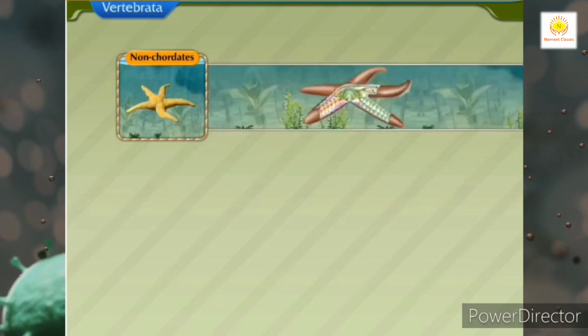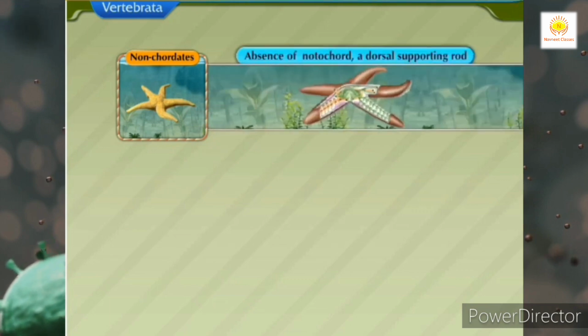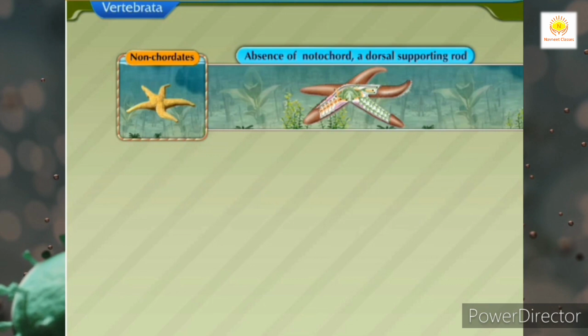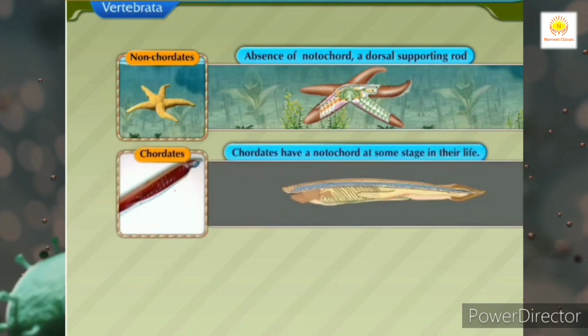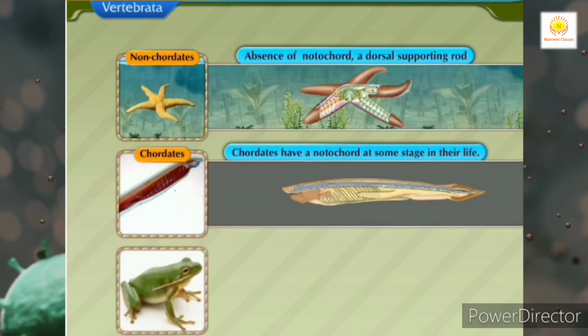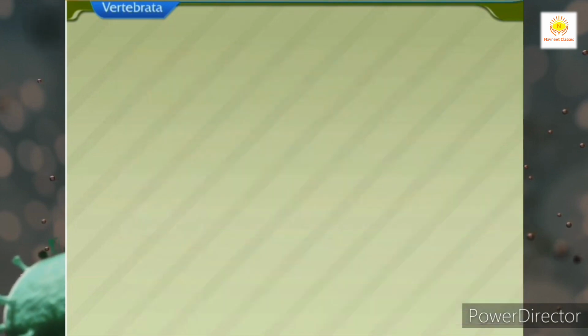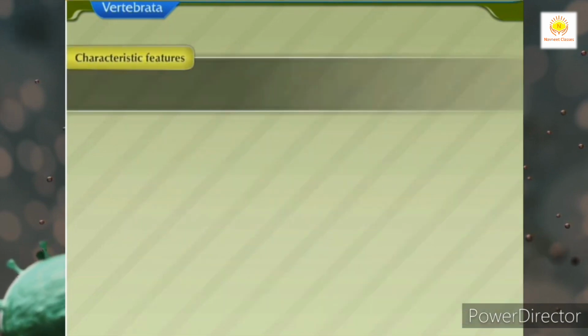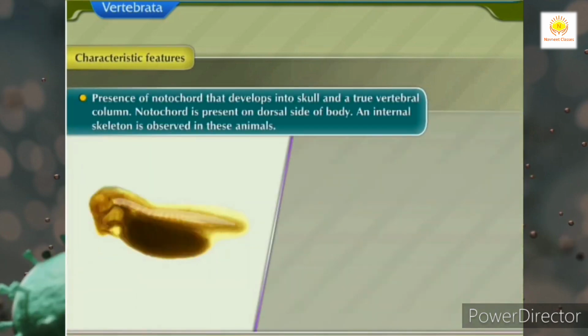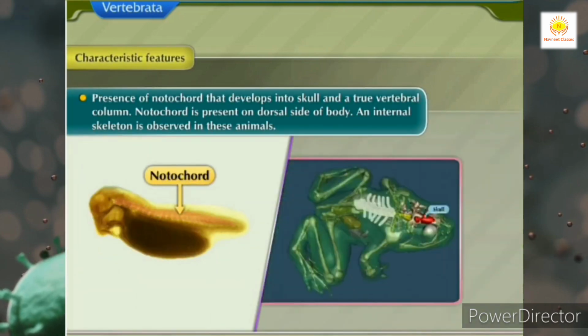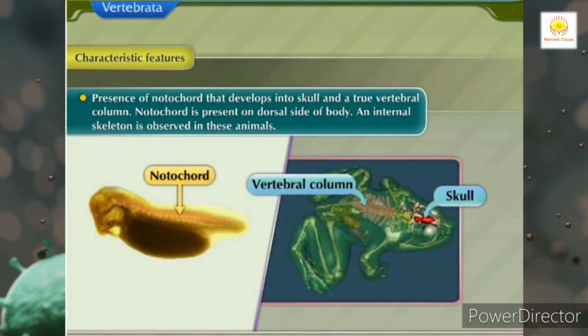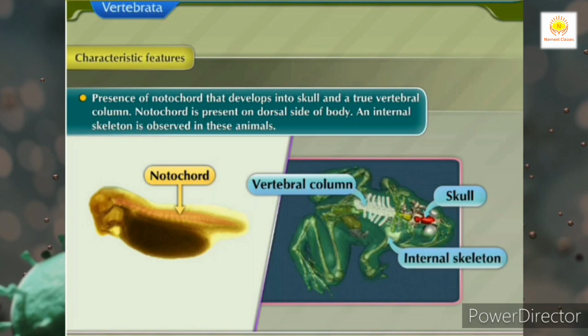Non-chordates are the animals without a notochord, a dorsal supporting rod, whereas chordates have a notochord at some stage in their life. In vertebrata, notochord is replaced by a vertebral column. The characteristic features of this phylum are presence of notochord that develops into skull and a true vertebral column. It is present on dorsal side of body. An internal skeleton is observed in these animals.